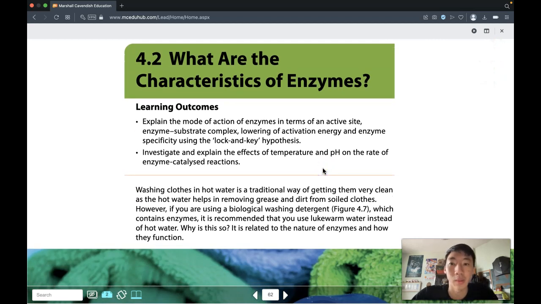There are two learning outcomes. Firstly, explain the mode of action of enzymes in terms of an active site, enzyme substrate complex, lowering of activation energy, and enzyme specificity using the lock and key hypothesis. Secondly, investigate and explain the effects of temperature and pH on the rate of enzyme catalyzed reactions.